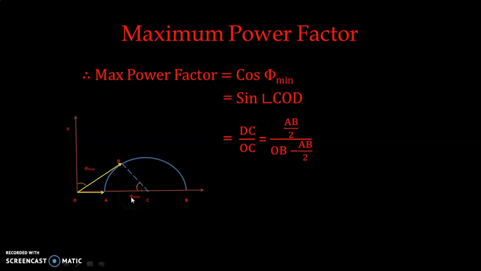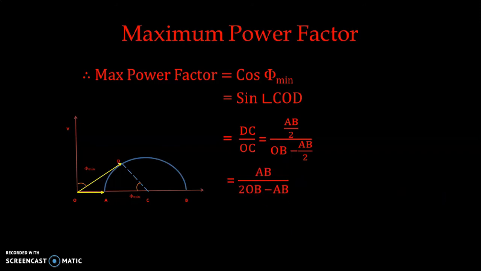radius of the circle diagram. AB is our diameter and AB divided by 2, that is the radius. So for DC we can substitute AB by 2, and for OC, OC can be OB minus BC, and BC is again the radius. So radius is AB by 2. So ultimately we have this equation.